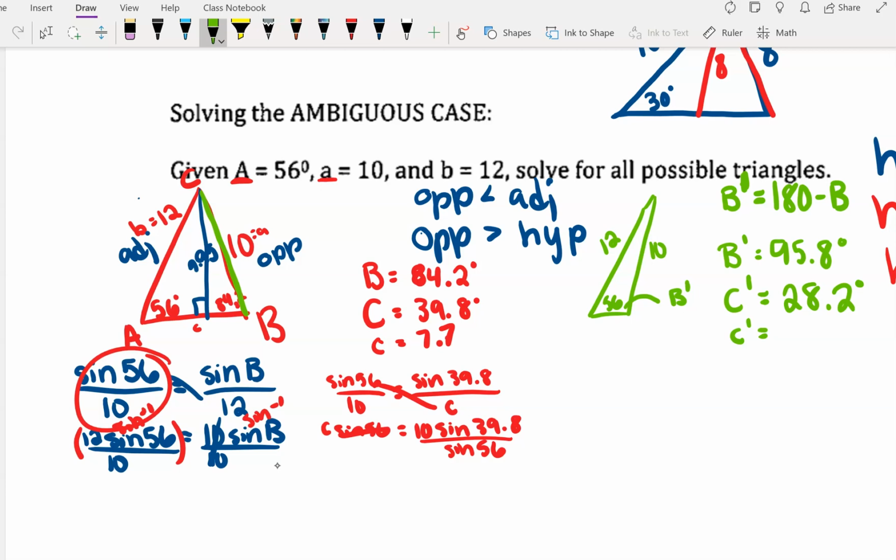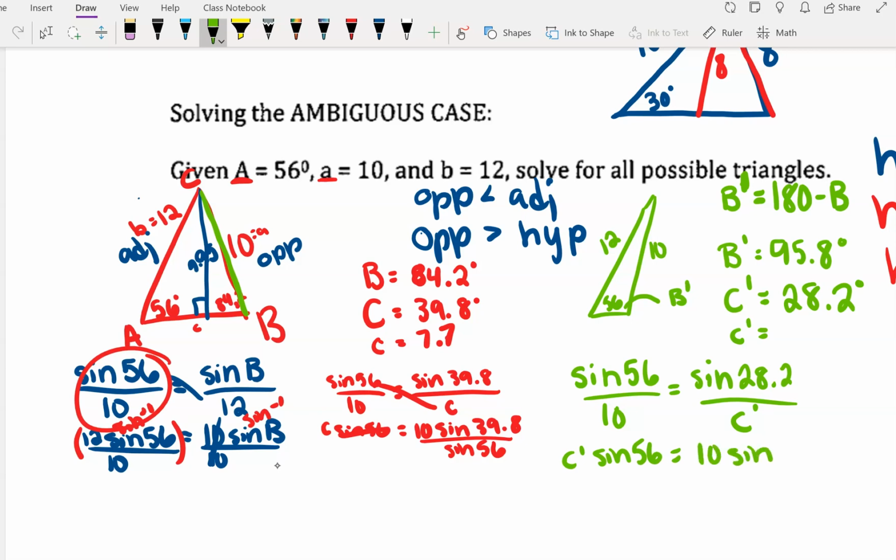And we're going to have to use law of sines for this. So I'm going to do sine of 56 over 10, because that's sine of angle over opposite side, equals sine of angle, which is 28.2, over opposite side. So that's going to be little c prime. Cross multiply, c prime sine 56 equals 10 sine 28.2, and to get c prime by itself, we just divide by sine 56.